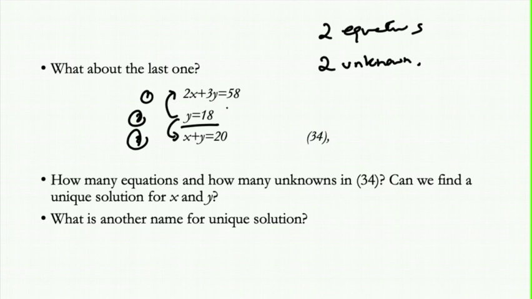Now, for this case, for instance, it's possible to find a unique solution for x and y. What does it mean by unique solution for x and y? That means we have one particular answer for x, and one particular answer for y. We don't have two particular answers for y within this system. So that's why we call it a unique solution.